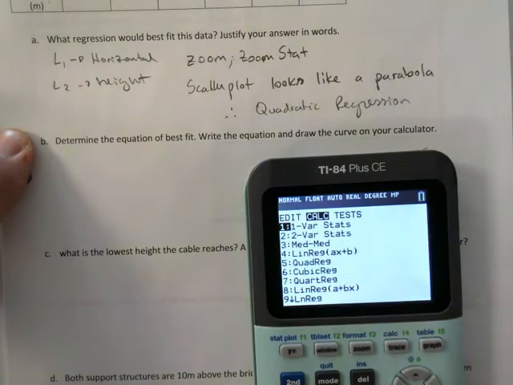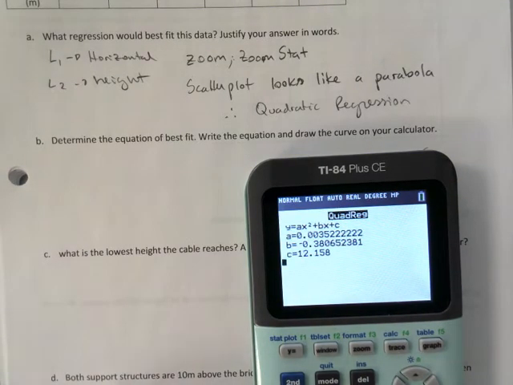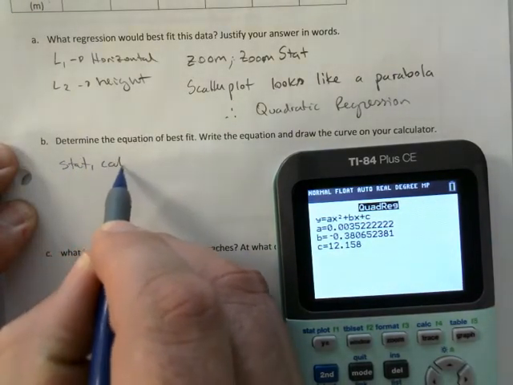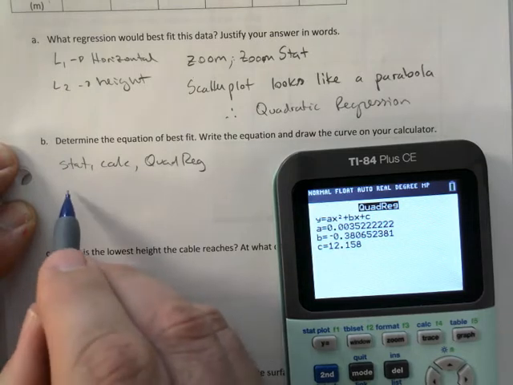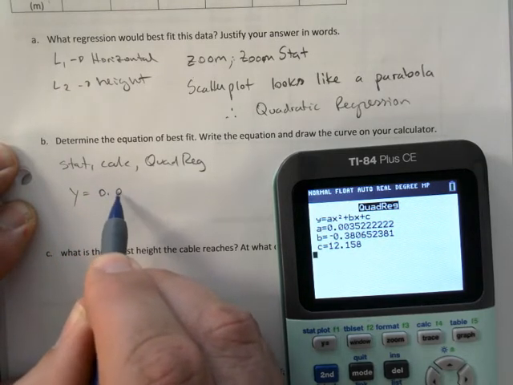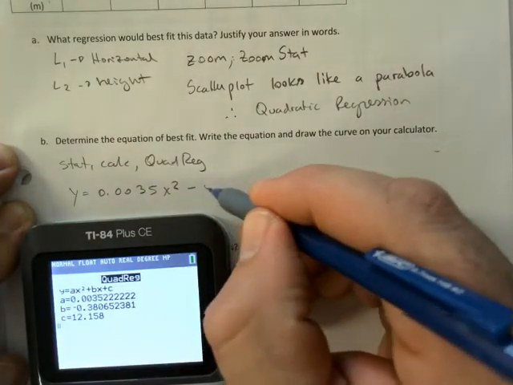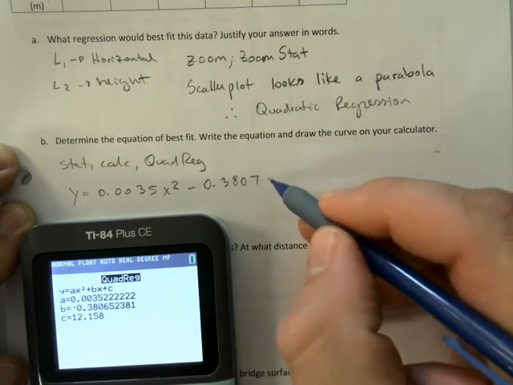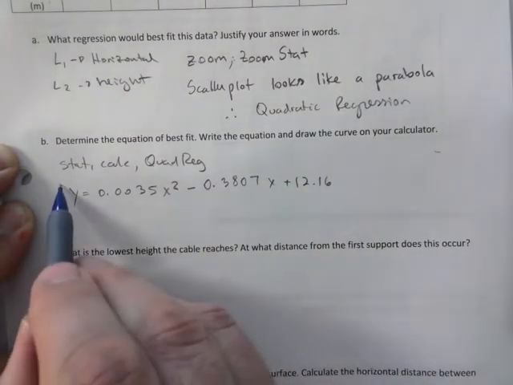So stat, calc. In this case, I'm gonna do quadratic regression. The whole L1, L2 thing. And here we go. We have no problems with this. We go stat, calc, quad reg. You have to tell me what kind of regression you're performing. And so this is 0.0035 x squared minus 0.3807 x plus 12.16.